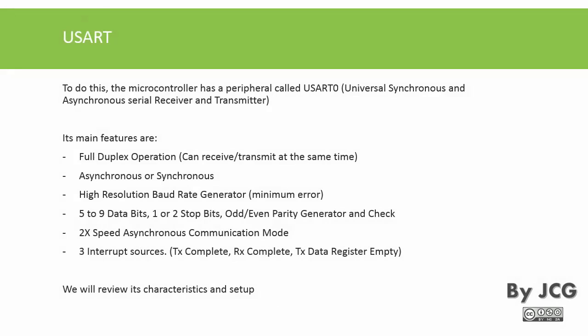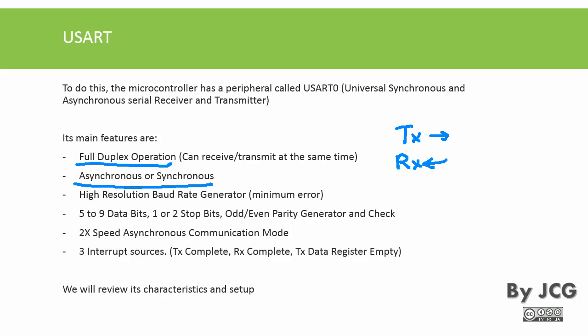To do this, the microcontroller has a peripheral called USART0, which stands for Universal Synchronous and Asynchronous Serial Receiver and Transmitter. The main features of this peripheral are the full duplex operation, which means that it can receive and transmit information at the same time. It can operate asynchronously or synchronously, which basically means that you're going to have a TX pin, with which you're going to transmit information. You're also going to have an RX pin in which you're going to receive information.